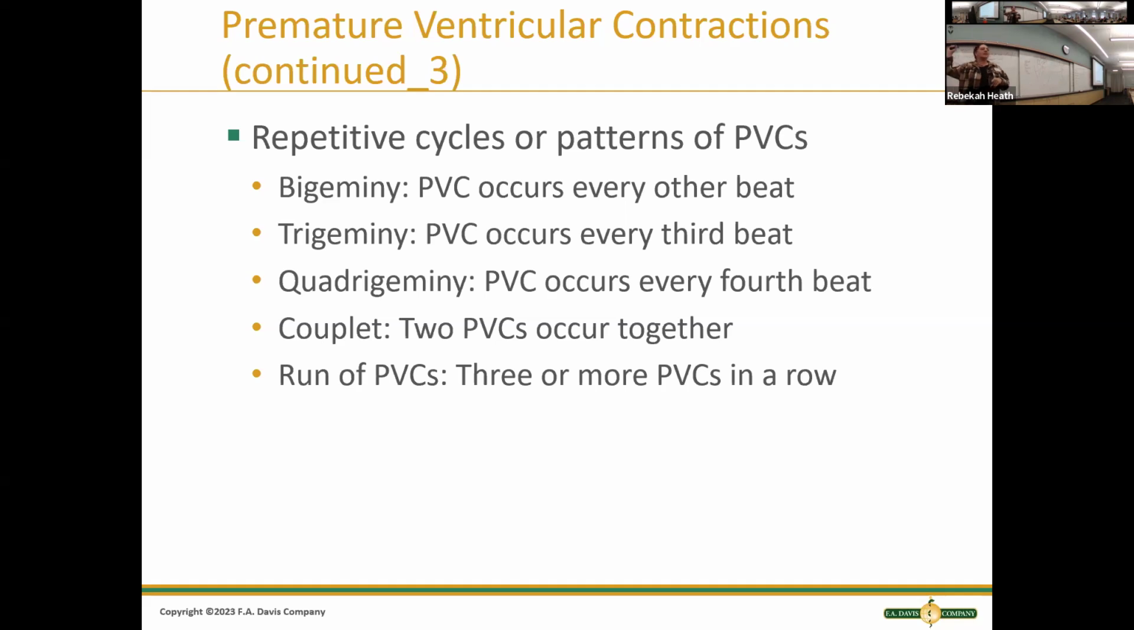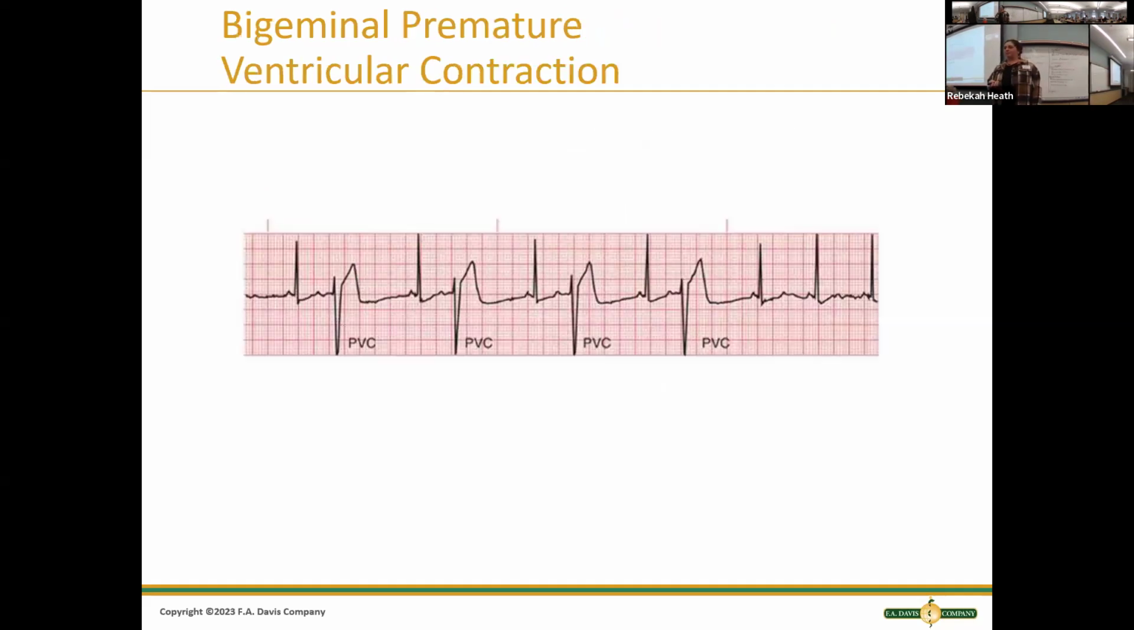Couplet PVCs is when there are two of them together. So you have your regular beat, boom, boom, PVC, boom, boom, boom, boom, PVC, and it might not happen all the time, right? Sometimes you can scare somebody and they're like, oh, my heart jumped. That stress might have actually triggered a PVC. We don't know unless we have them on the monitor and can actually see them. A run of PVCs, three or more in a row, gets kind of scary because it starts looking like VTAC. We'll talk about that in a second too.